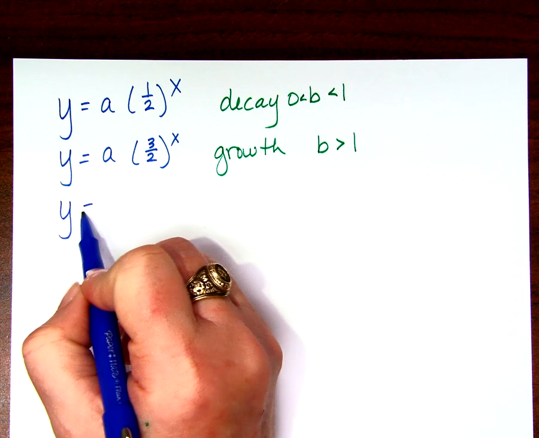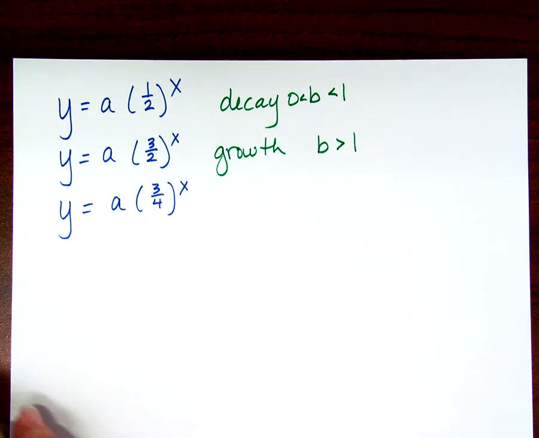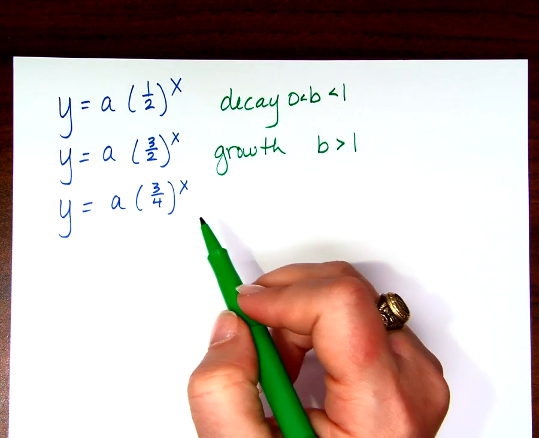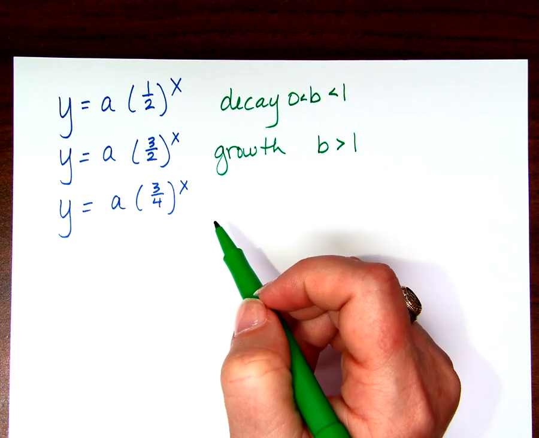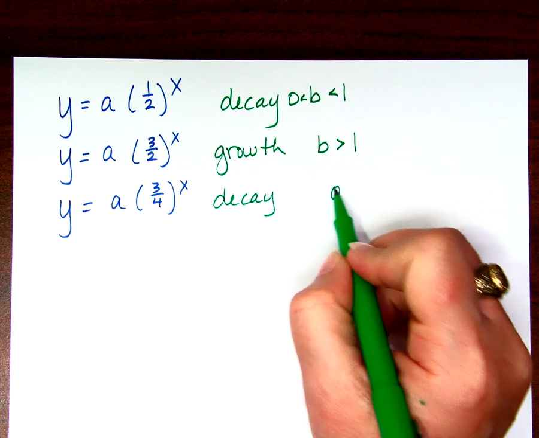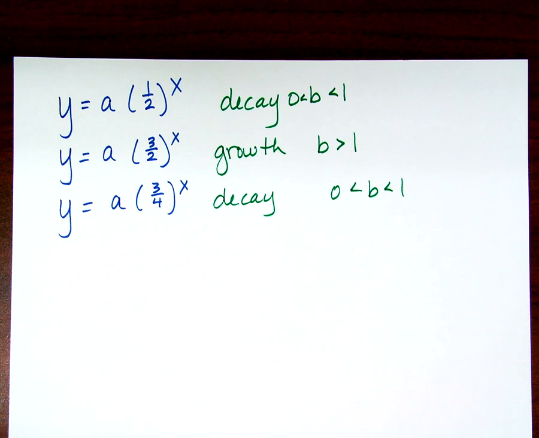So what about y equals a times 3/4 to the x? You think that's decay? Because why? What's greater than 0 and less than 1? B, right? Decay, 0 is less than b is less than 1. It's decay, okay?